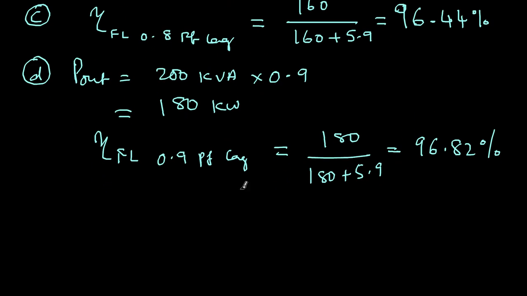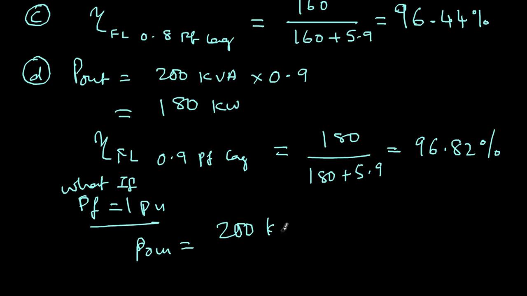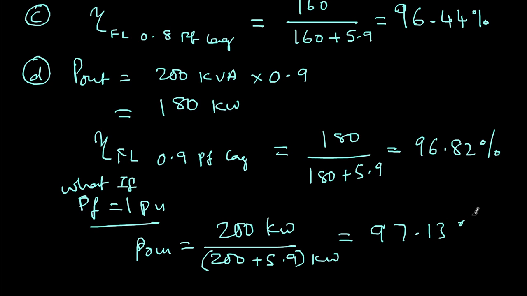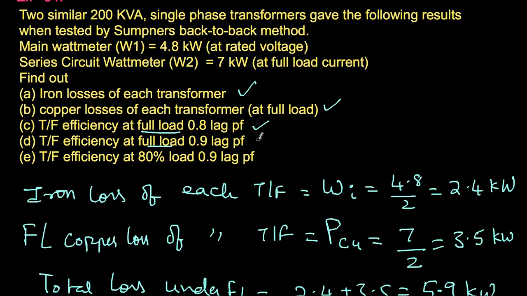All right. Just for the sake of it, even though it is not asked, what if the power factor is 1 per unit? In that case, the output will be nothing but 200 kilowatts, then 200 plus 5.9 kilowatt. So this will be 200 divided by 200 plus 5.9, 97.13%. So you see again there is an increase in efficiency with increase in the power factor. Anyway, that's an interesting point to note, that we learned from this one.